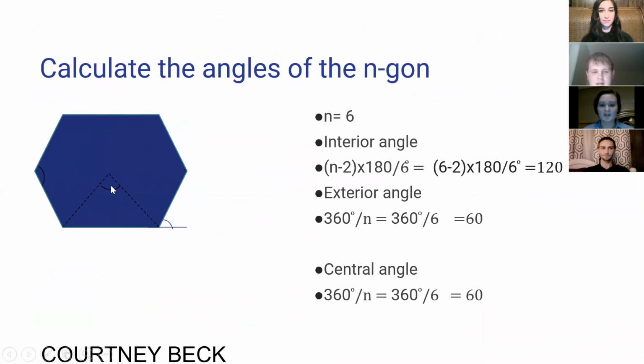This interior angle. And then to find the exterior angle and the central angle, you're going to use the same equation, so they're going to equal the same degree. So we'll have 360 divided by n, so plug in 6 for n, and you'll get 60, and that'll equal your exterior angle and your central angle.